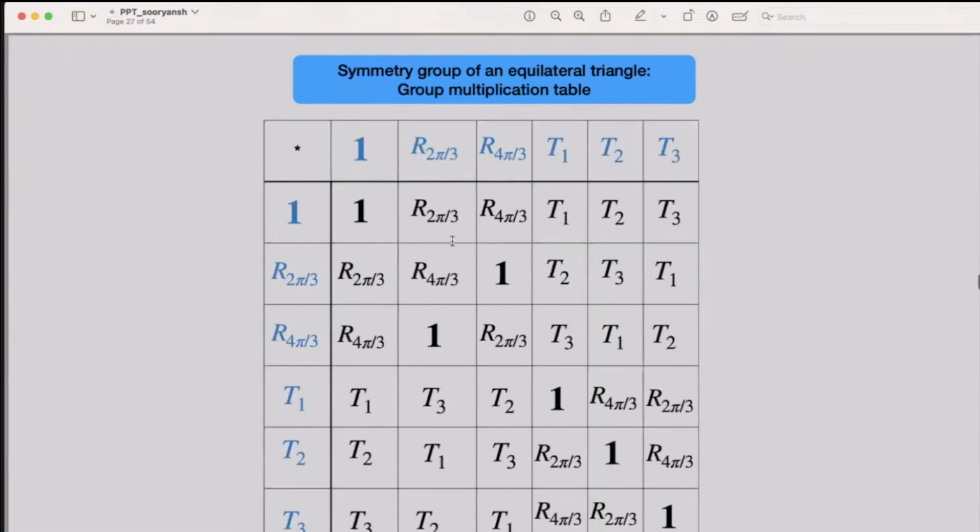So this is the group multiplication table that one can construct very easily. It satisfies all the 4 properties which we have listed, that there exists an identity, that is, the equilateral triangle is left unchanged, and for every element there is an inverse, and the group multiplication is associative.